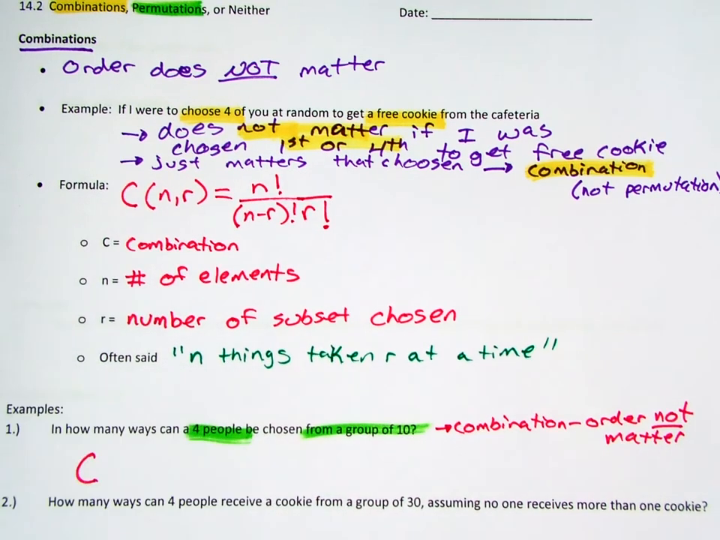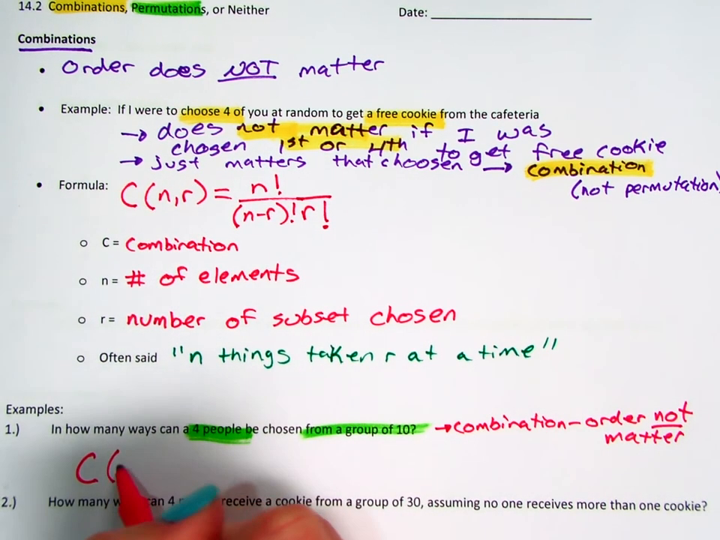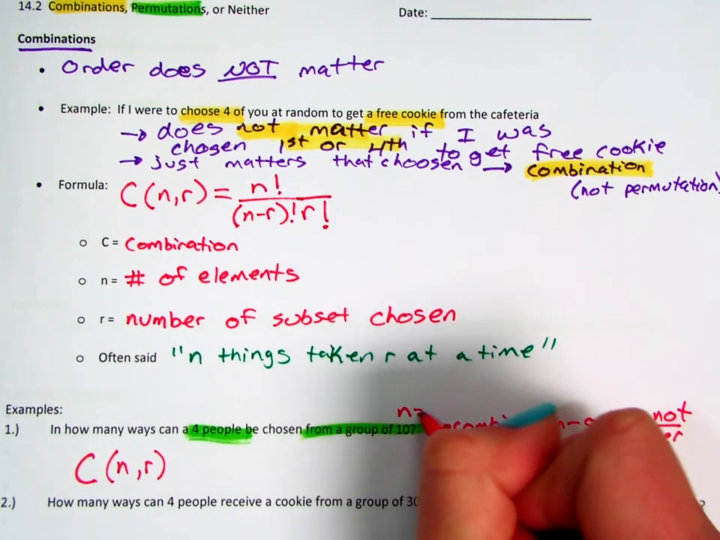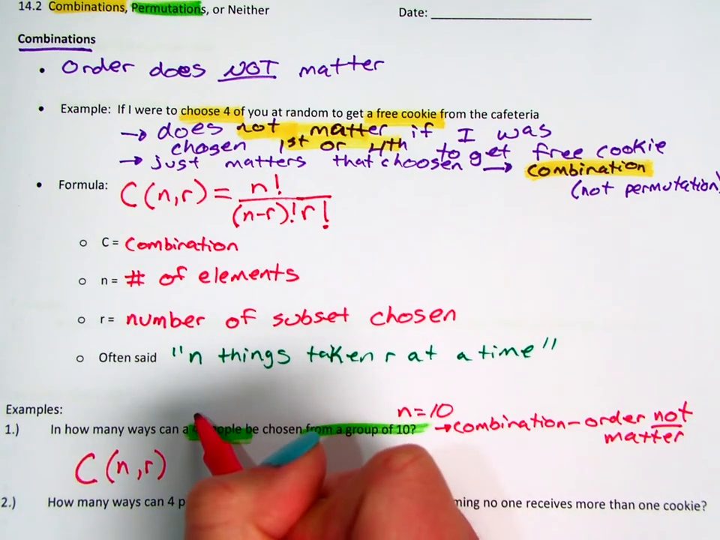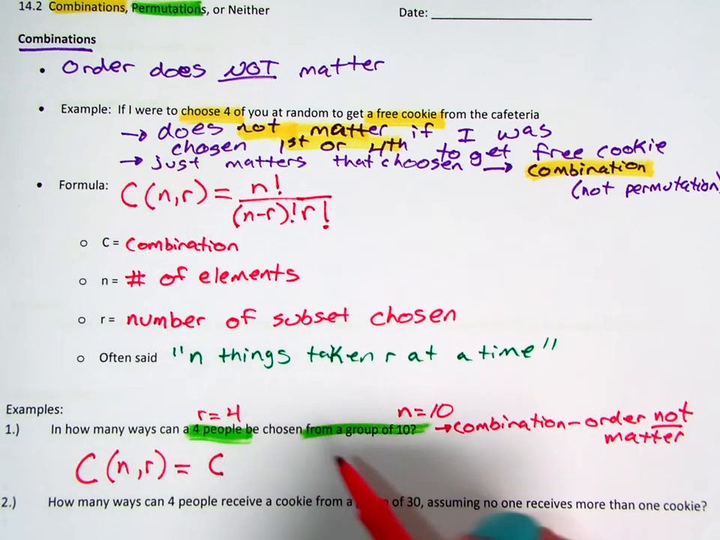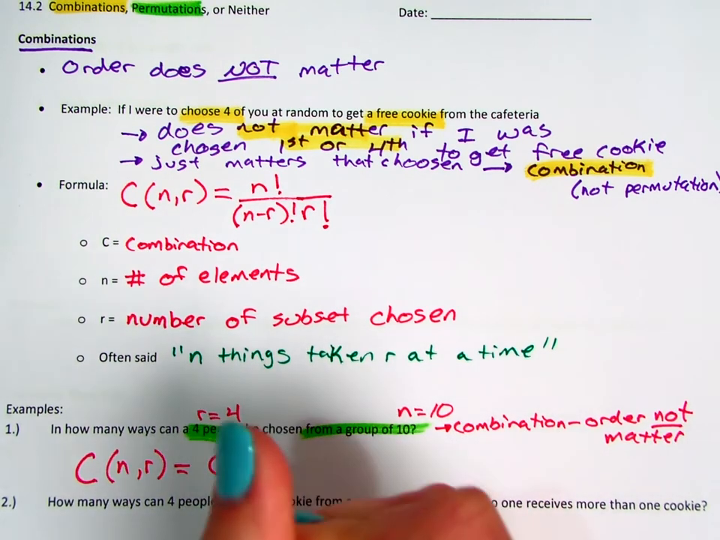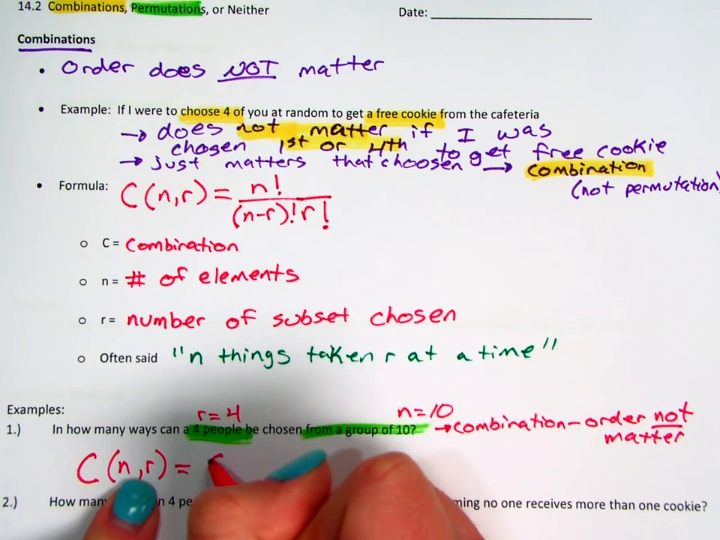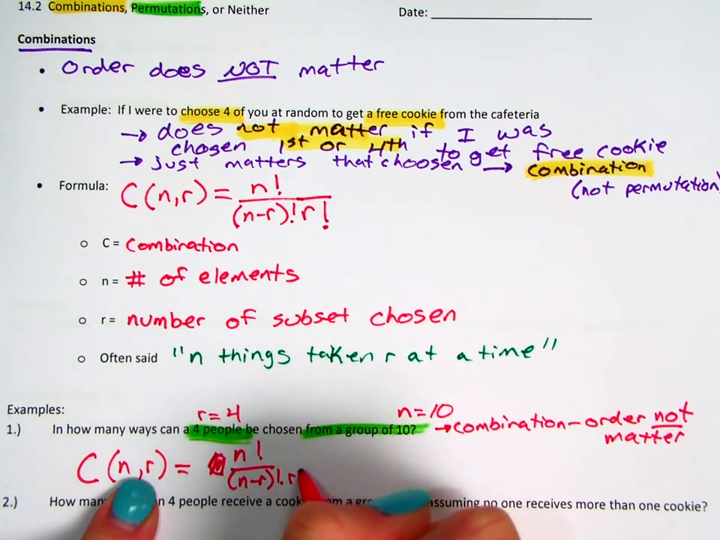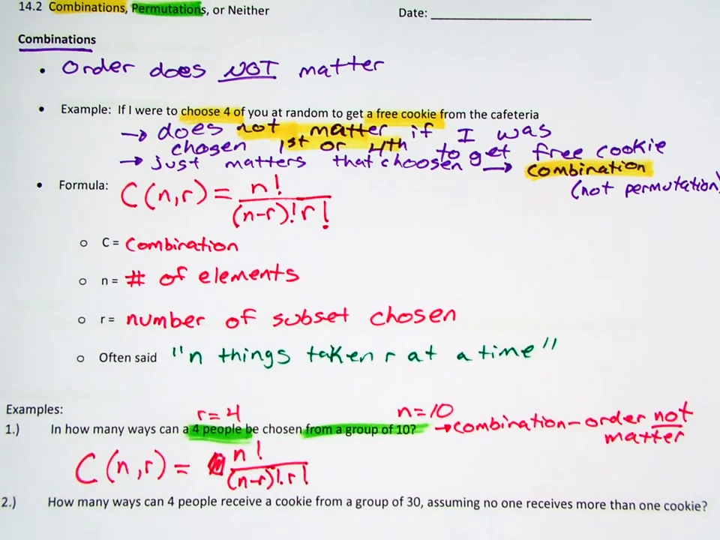So I can start out with C. Now, C of n comma r means I need to identify what's the n and what's the r. Well, n is the total number of elements, so my n is 10. R is the total chosen, which in this case is 4. I want you to write down the formula: C of n comma r is n factorial over n minus r factorial times r factorial. The more times you write the formula, the more likely you are to remember it, so that on a test or a quiz you can actually recall it and do the formula.